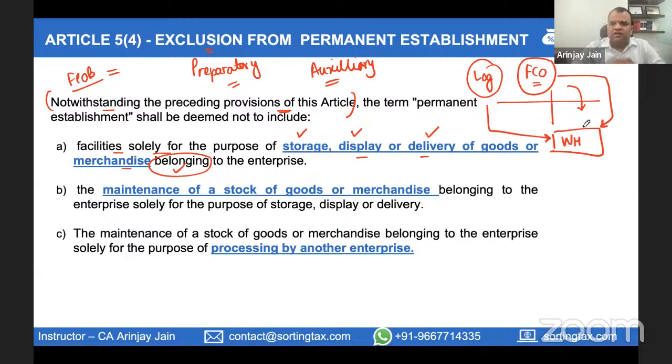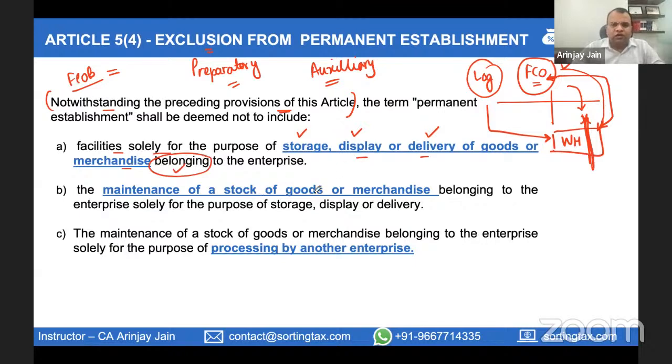In such a case, this place would not become a permanent establishment of the foreign company. However, if the logistic company had provided one section of this warehouse to the foreign company, that the foreign company could have come and used it for its own purpose, it has a right of disposal over this place, then in that case, this may not be eligible for the exemption given in point A.